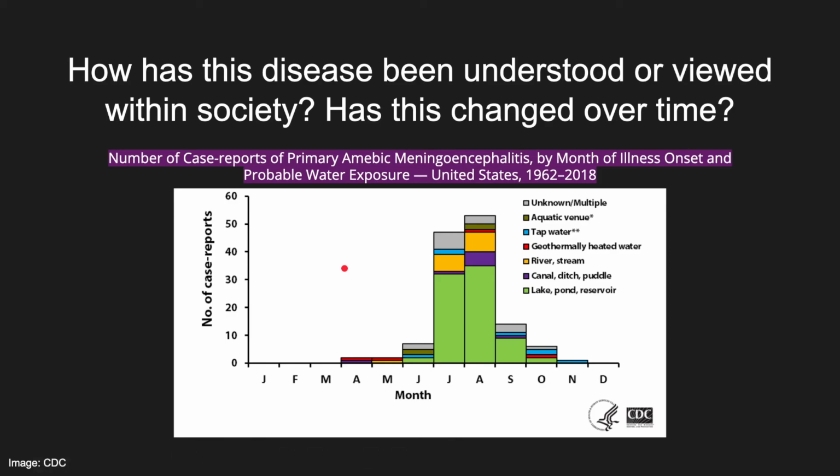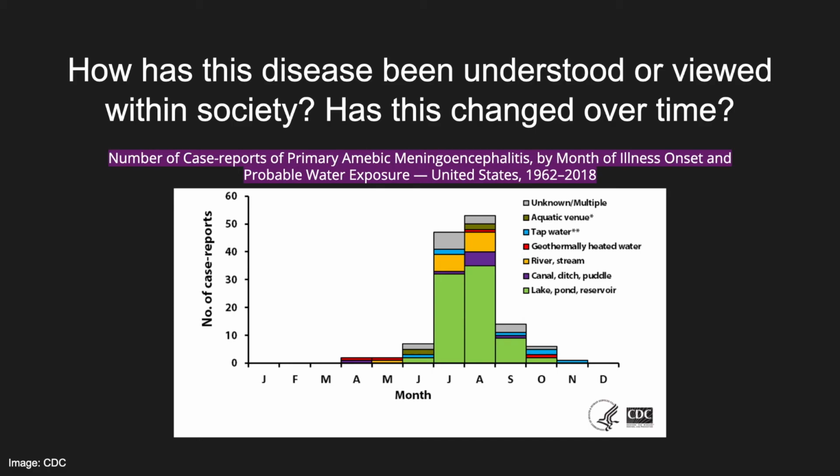All right, so how has this disease been understood or viewed within society? Has this changed over time? So it's unknown why some people become infected and others don't. No one knows why some people that go swimming get infected, and other people that go swimming in the same exact lake, possibly right next to that person that got infected, don't get infected. They don't ever show signs. They don't ever get sick.